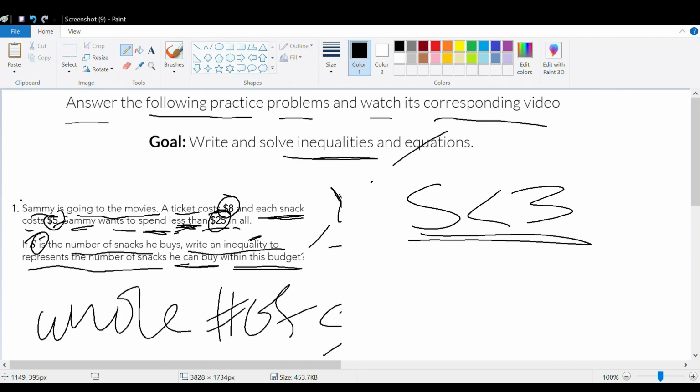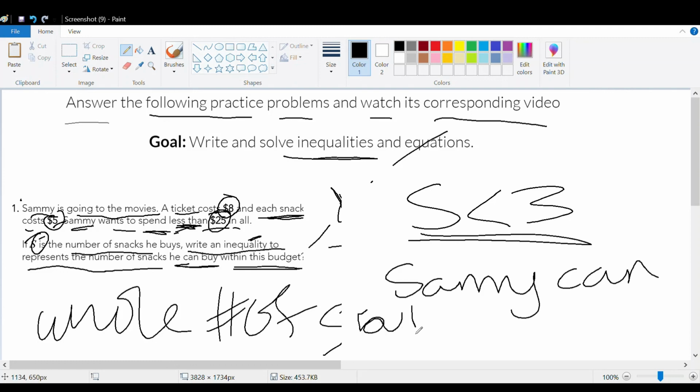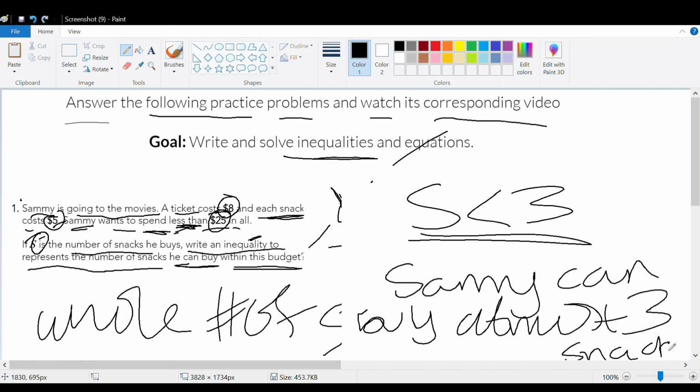And since it could be 3, we could write that he can buy, who's his name? Sammy, right? So our answer is Sammy can buy at most 3 snacks. So Sammy can buy at most 3 snacks.